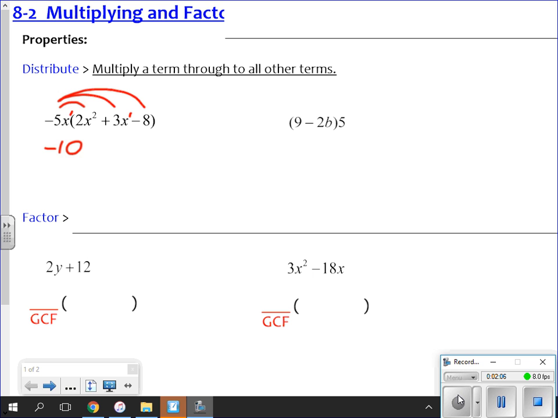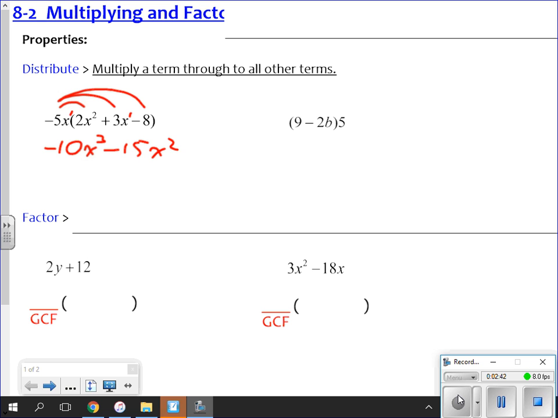And then I have x to the first times x squared. What do I have for my x's? X to the third power, because you add the exponents when you multiply. I got a 1 and I got a 2, so x to the third. There's my first term, and then I do it again. Negative 5x times 3x. Negative 5 times 3 gives me negative 15. And then x to the first times x to the first gives me x to what power? X to the second power. 1 plus 1 is 2.